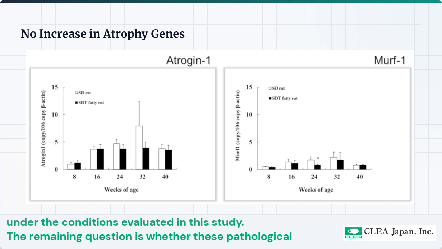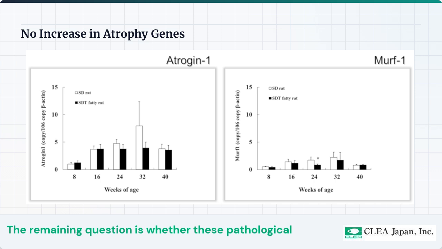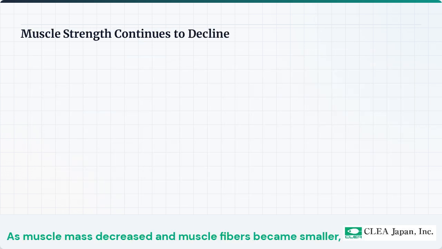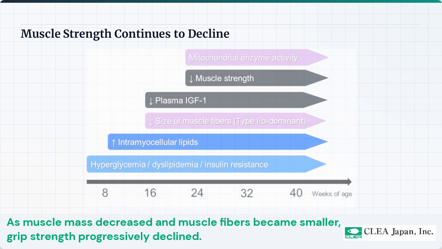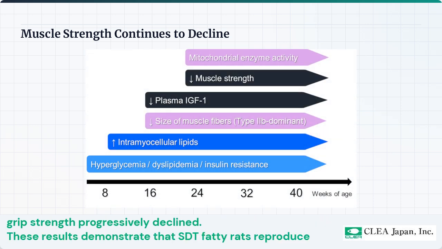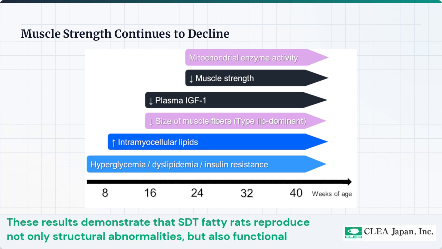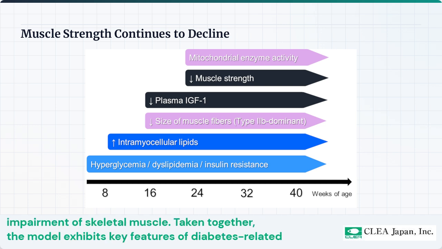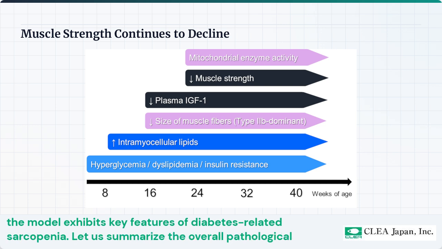The remaining question is whether these pathological changes are reflected in muscle function. As muscle mass decreased and muscle fibers became smaller, grip strength progressively declined. These results demonstrate that SDT fatty rats reproduce not only structural abnormalities, but also functional impairment of skeletal muscle. Taken together, the model exhibits key features of diabetes-related sarcopenia.